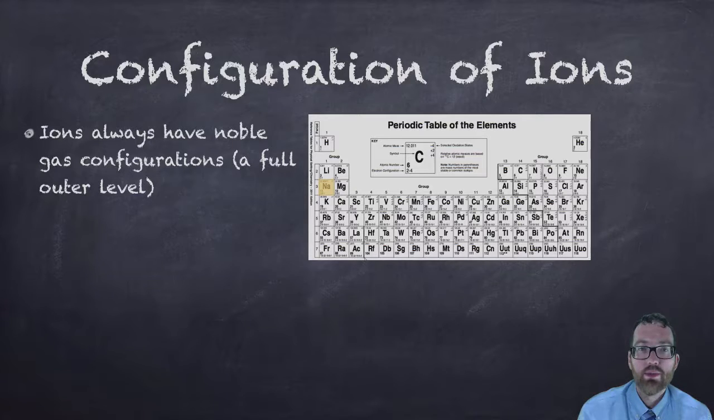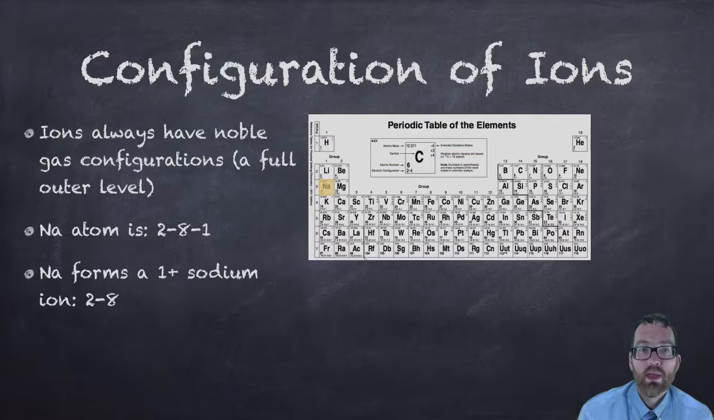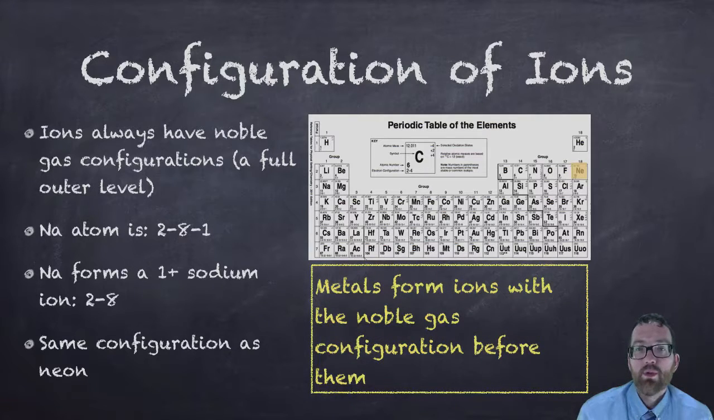So let's take sodium for example. Sodium's configuration is 2-8-1. It is a metal, so it's going to lose electrons. It is going to lose that 1 valence electron it has to become a +1 sodium ion, and its configuration is now 2-8, just like neon, a stable noble gas. Metals always form ions with the noble gas configuration that came before them because they do this by losing electrons. Here's sodium, and it is turning into the same configuration as neon, which came before sodium. If this question was about potassium, it would turn into the same configuration as argon.